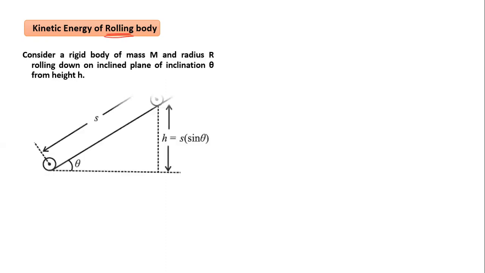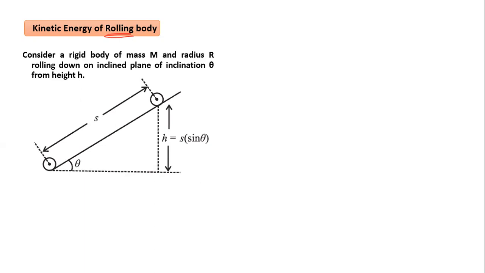Now, student, in the next article, we have to learn kinetic energy of a rolling body. In the previous article, we learned kinetic energy of a rotating body. But here we have to learn kinetic energy of a rolling body. Now we consider one body whose mass is m and radius is r, rolling on an inclined plane whose inclination is theta, at height h. You can see in the diagram.